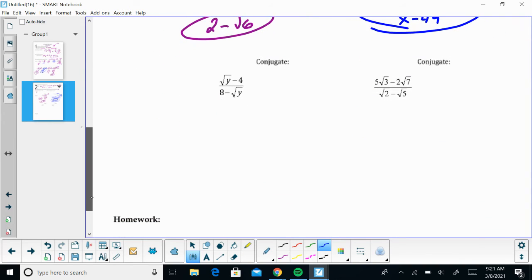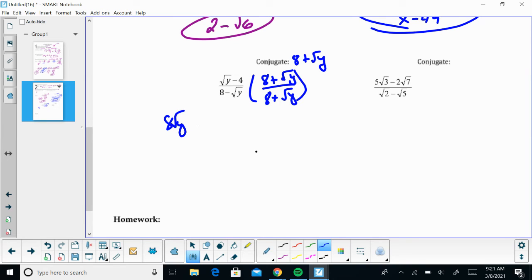Moving on down, we got a couple more here. My conjugate this time is going to be 8 plus root y. Double distributing up top, I've got 8 times square root of y. Square root of y times square root of y would just be y. -4 times 8, -32. -4 root y. On the bottom, I have conjugates, so 8 times 8 is 64. Square root of y times square root of y, -y.